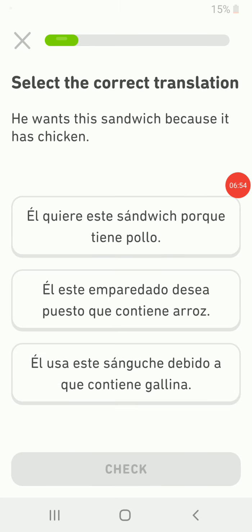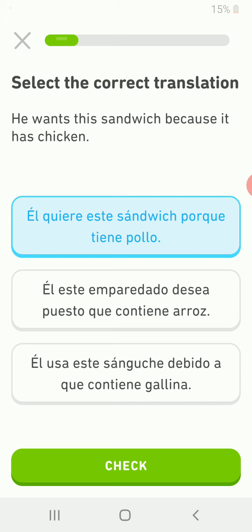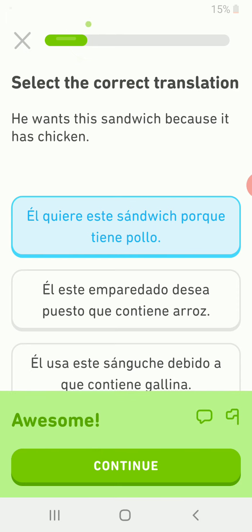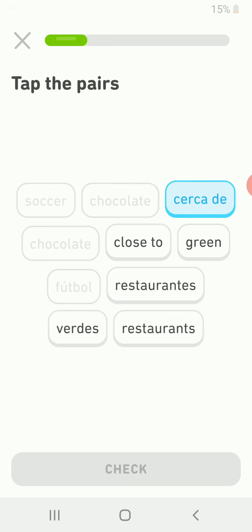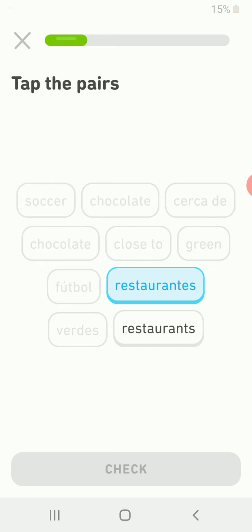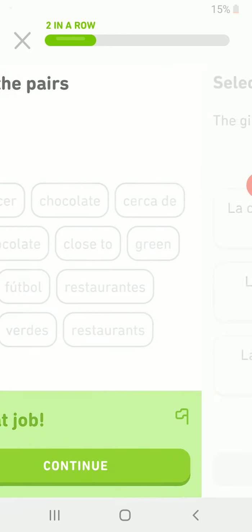Time is running and select the correct translation here. He wants this sandwich because it has chicken. So, él quiere este sandwich porque tiene pollo. Porque tiene pollo. Yes, this is good. Pollo is chicken, remember? And here we will have to pair things up. Soccer is football. Chocolate is chocolate. And cerca de is close to. Green, verdes. And restaurantes, restaurants.